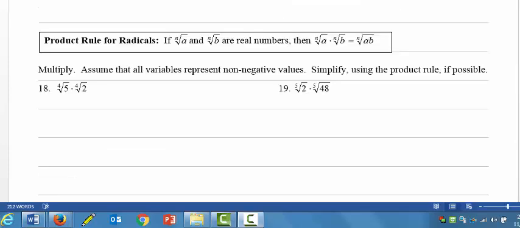Now let's look at the product rule for radicals, which we used earlier. If the nth root of A and the nth root of B are real numbers, then the nth root of A times the nth root of B is the nth root of the product AB. So applying this to number 18 tells me the fourth root of 5 times the fourth root of 2 is the fourth root of 5 times 2, which is the fourth root of 10. And I can't simplify that radical any further.